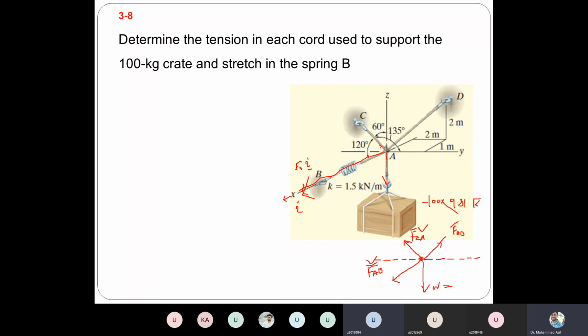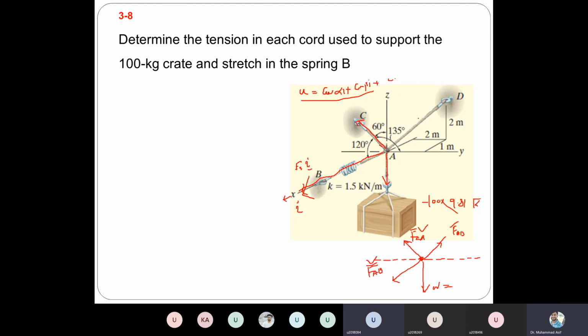Similarly, for this force, how can we calculate the unit vector? Because we know the angle. If you know the angle, calculating the unit vector is very easy, because we know this is alpha, this is gamma, this is beta. That means calculating the unit vector is very easy if you know these three angles, because that's equal to cos alpha i plus cos beta j, and then plus cos gamma k. So if you know the angle, you can very easily calculate the unit vector.